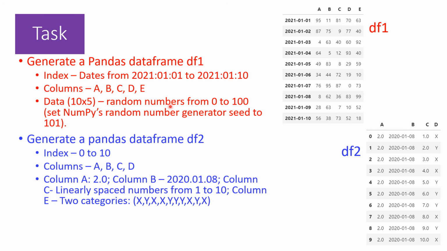And in the second data frame, we have indexes from 0 to 10 and columns A, B, C, D. Column A has a constant value of 2. Column B has a constant value, a date, 2021 January 8. Column C is linearly spaced numbers from 1 to 10. Column D has two categories, X and Y. So I have given the resulting data frames and try to do this task yourself first. For the answer, go to the link given below in the description.